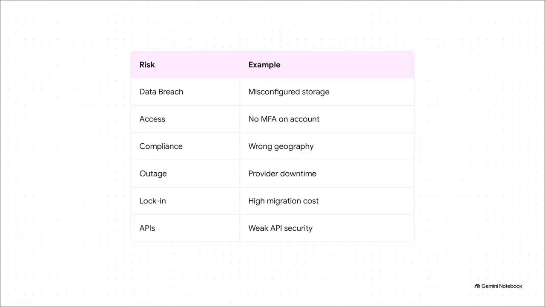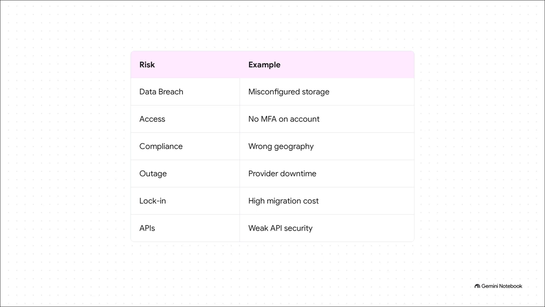Number 6, examples of cloud risks. Let's make this tangible. A data breach can happen when a misconfigured storage bucket exposes customer data. And it's honestly a bit ironic, the sheer panic that one unchecked box can cause a massive organization. Unauthorized access often happens when a user account without MFA is compromised. A compliance violation could be as simple as data stored outside an allowed geography. Then we have service outages, where a cloud provider outage causes application downtime. Vendor lock-in creates high cost and complexity in migrating to another provider.